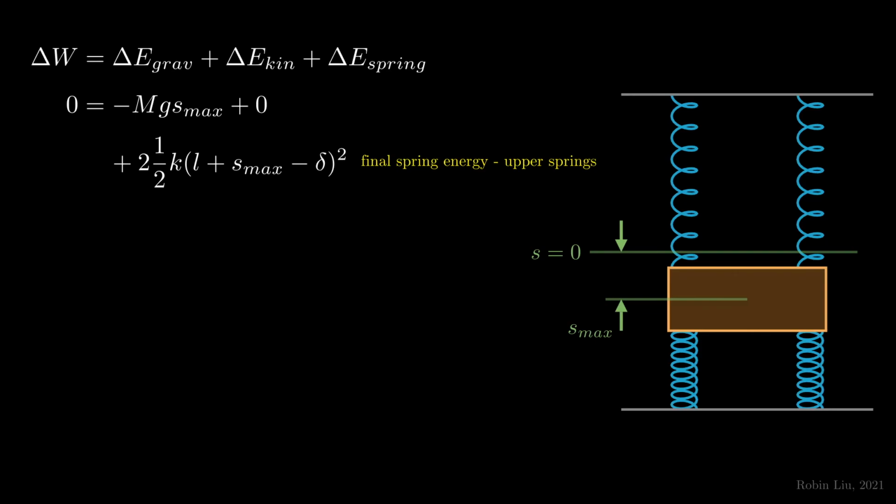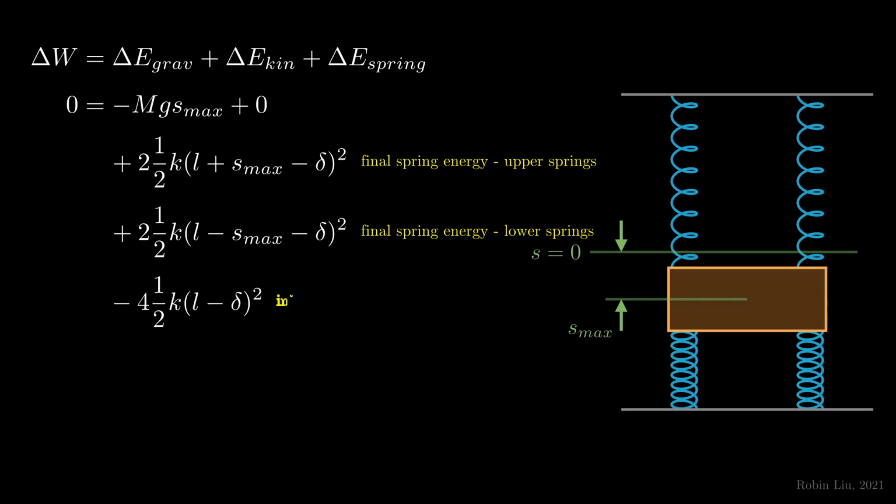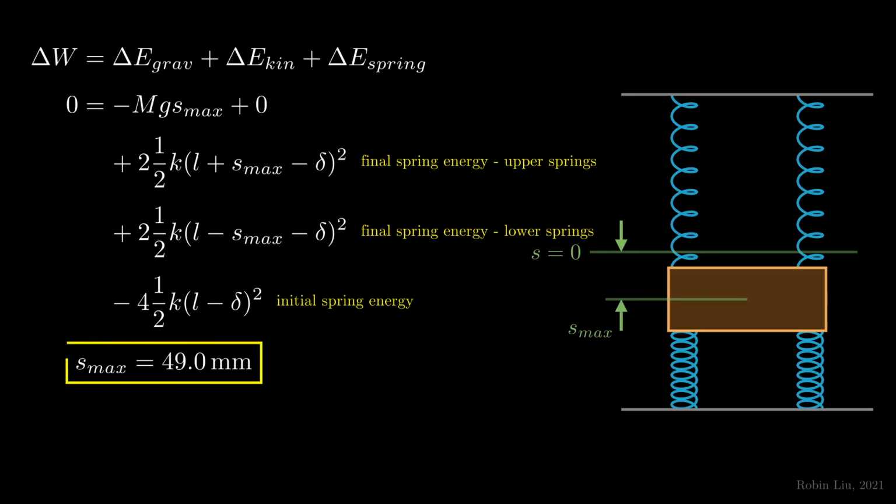There's a 2 in front because of the 2 upper springs. This expression gives us the stored spring energy in the lower springs. This time, the spring length is L minus S max. Lastly, the initial stored spring energy is identical in each spring, and the displacement from the neutral position is simply L minus delta. Solving this big equation for S max gives us an answer of 49.0 millimeters.